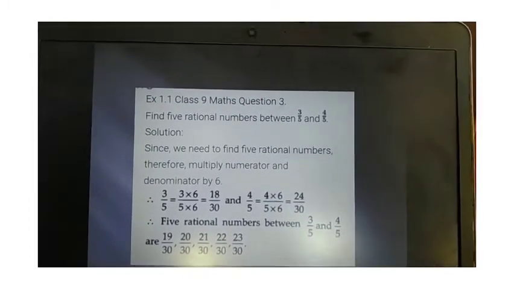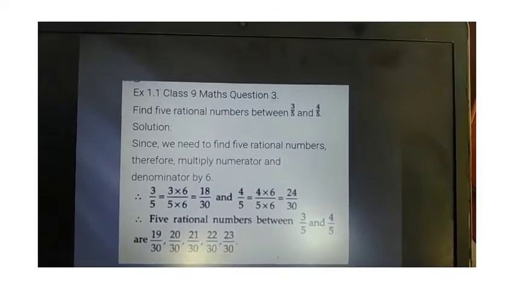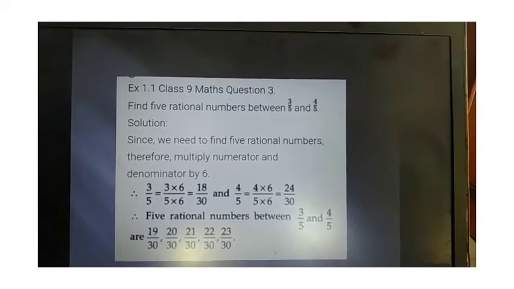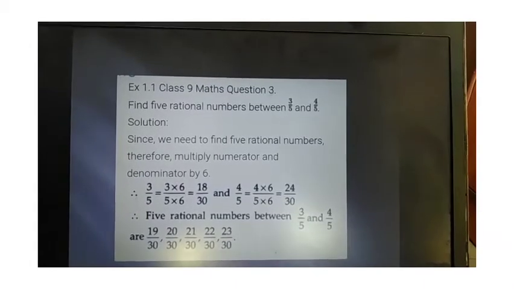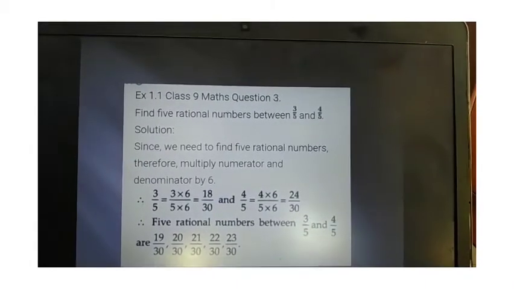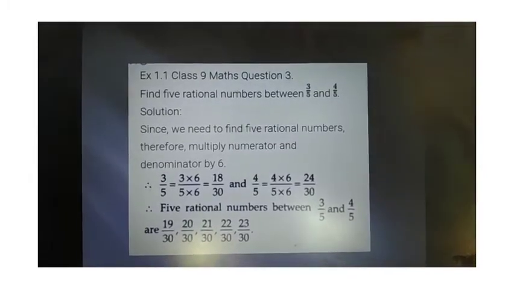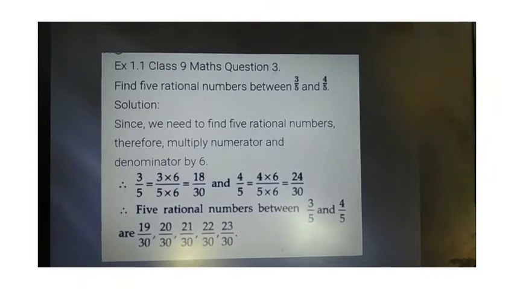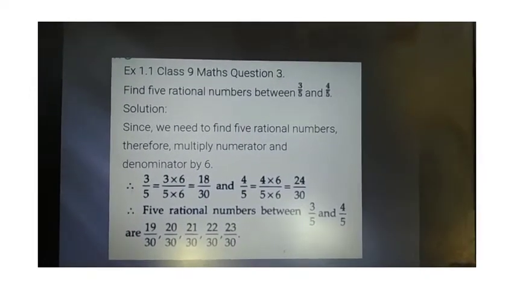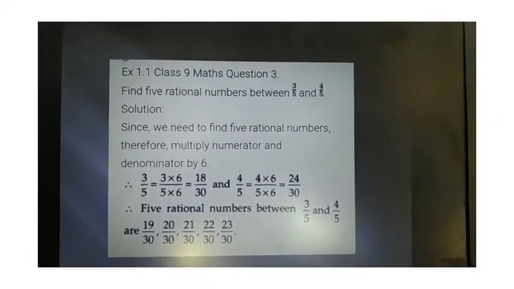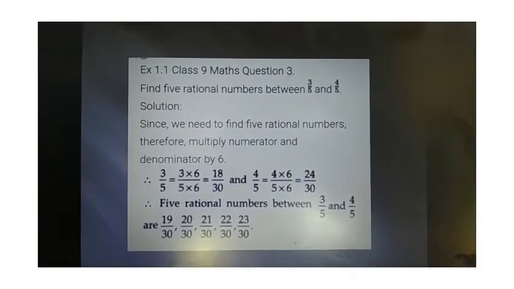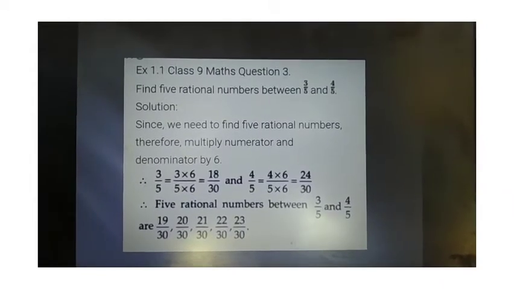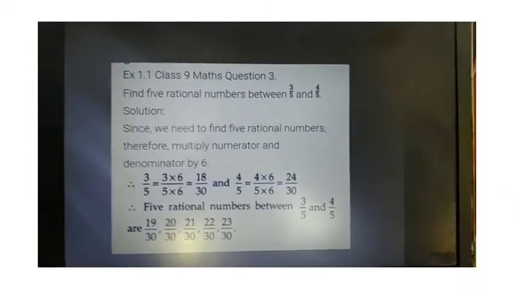Next question, find 5 rational numbers between 3 by 5 and 4 by 5. Since we need to find the rational numbers, we will multiply both the numerator and denominator by 6. So if you multiply by 6, you get 18 by 30 and 24 by 30. So the numbers between 3 by 5 and 4 by 5 are 19 by 30, 20 by 30, 21 by 30, 22 by 30, 23 by 30 and so on.